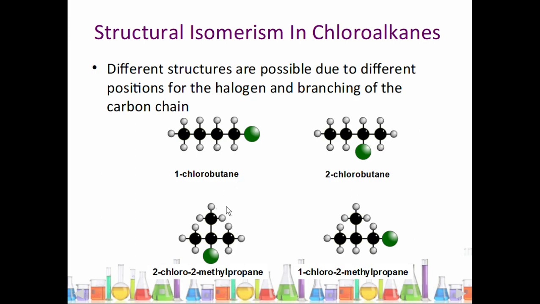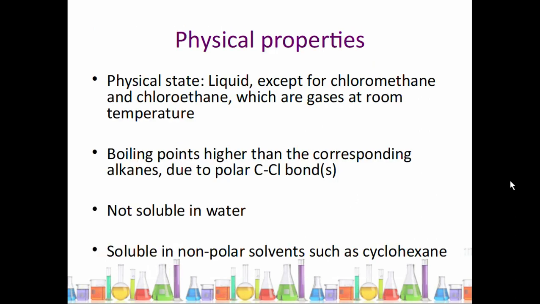So all of these here are just the isomers of butane, but we've got 1 chlorine in each of them there. So you just need to be aware of that as well. Nothing different to what you've seen before. Hopefully you'll be able to name these as well. I'll give you some questions in a second.